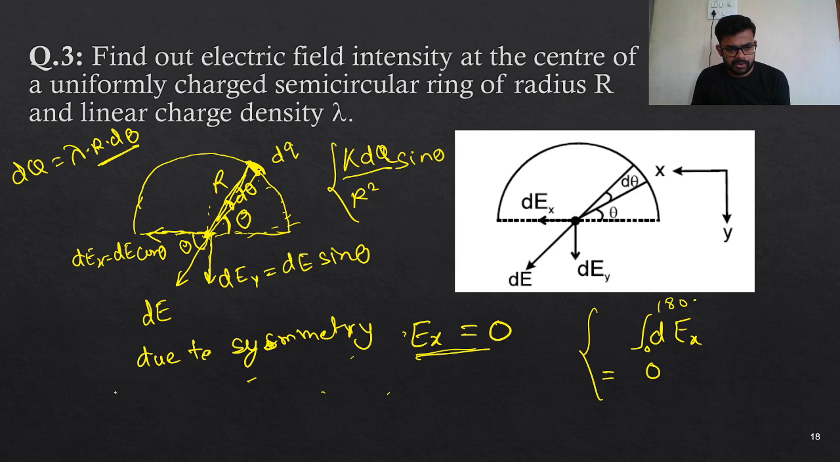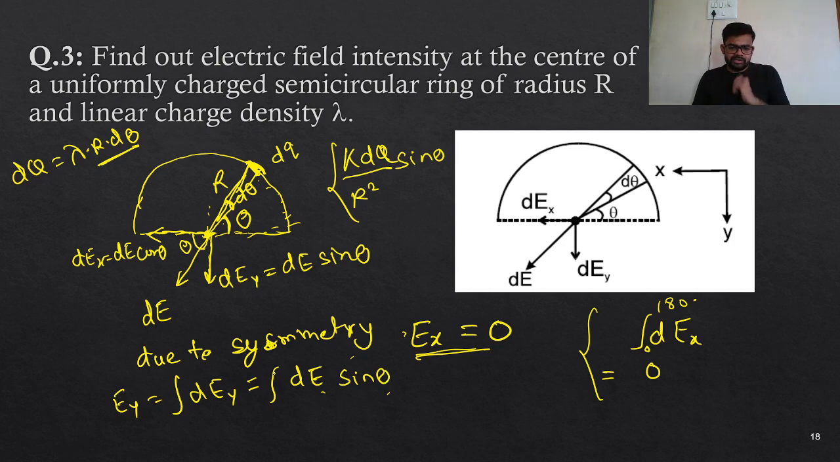In x direction you are getting 0; now for y direction, I will talk about Ey, that is integration of dEy, and that is integration of dE sine theta. This theta is varying from 0 to 180 degree, which means 0 to pi. Now what will you write for the value of dE? dE is k dq sine theta upon r square.